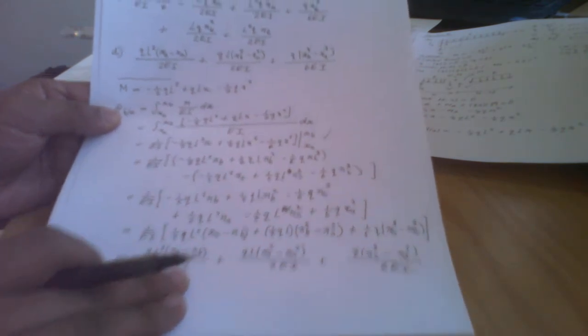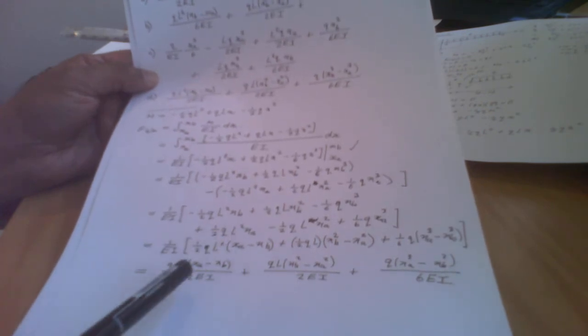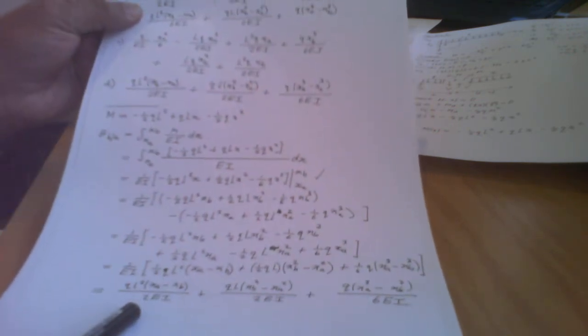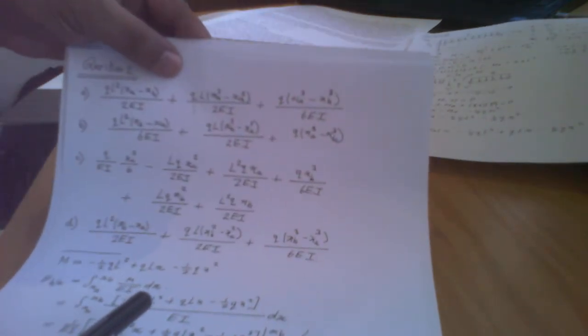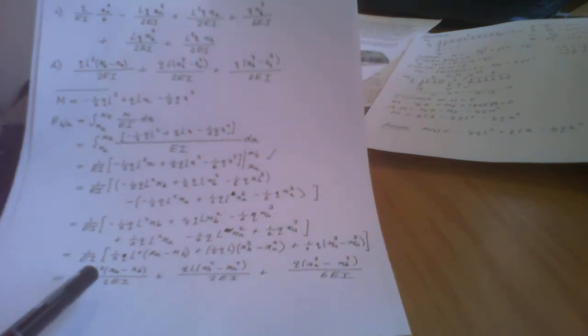We have to compare our answer to the options A, B, C, D. Comparing the terms, we've got QL squared (XA minus XB) over 2EI. Option A, we've got (XA minus XB) QL squared over 2EI. Makes sense. We've got in our answer QL (XB squared minus XA squared) over 2EI. Option A, we've got the (XB squared minus XA squared) QL over 2EI. That's making sense. And we've got Q (XA cubed minus XB cubed) over 6EI, which is the same over there. So our answer for question 2 is A.